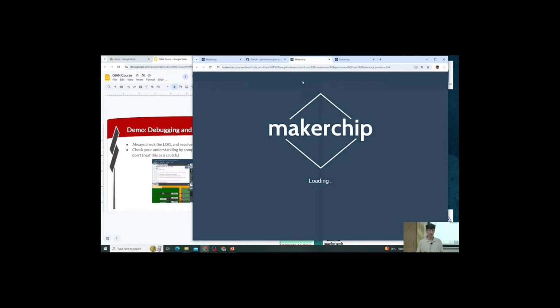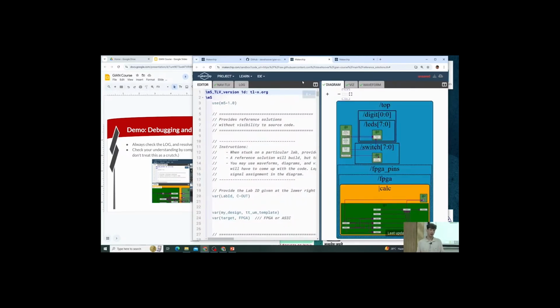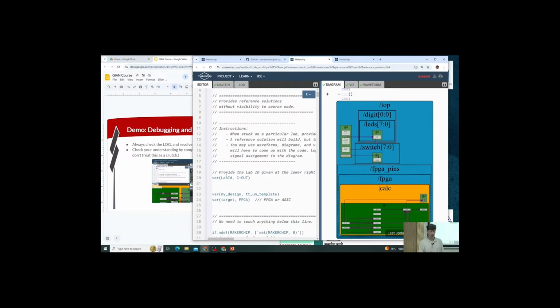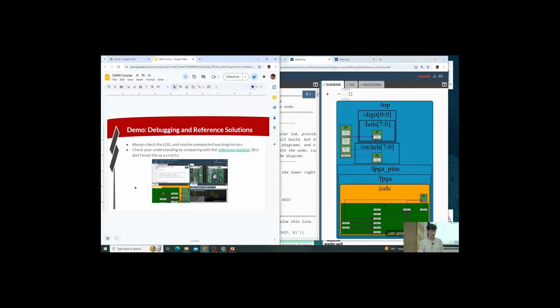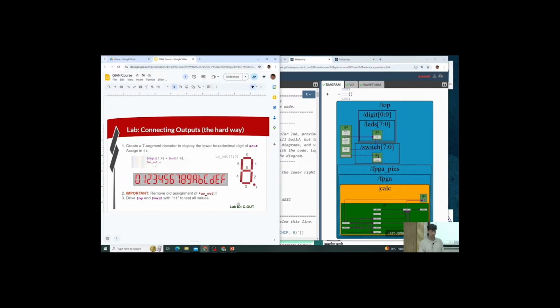If you're looking back at things in the evening when folks are not around, you have the Slack channel to ask questions on as well. But you also have these reference solutions to lean on in times of desperation, right? So what you'll see in the reference solution, the main thing is this line here where you're setting the lab ID. In all of the coming lab exercises, you'll see a lab ID in the lower right corner.